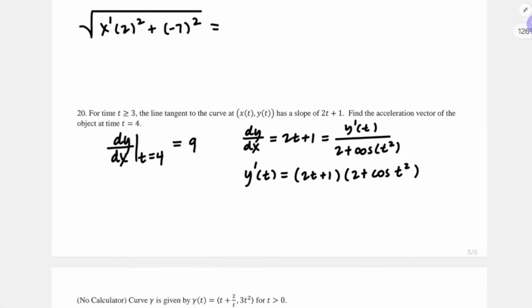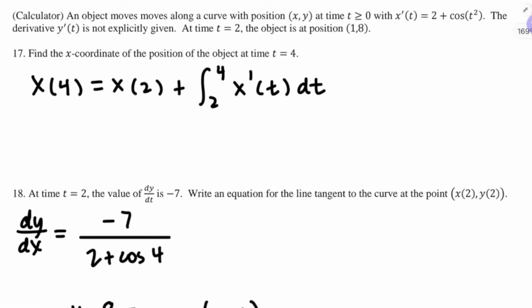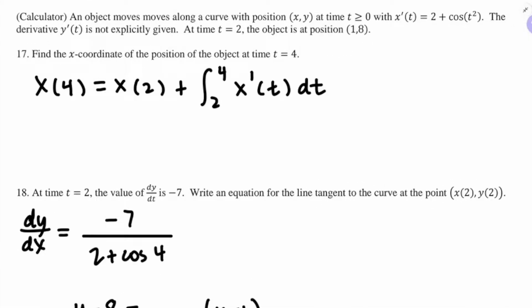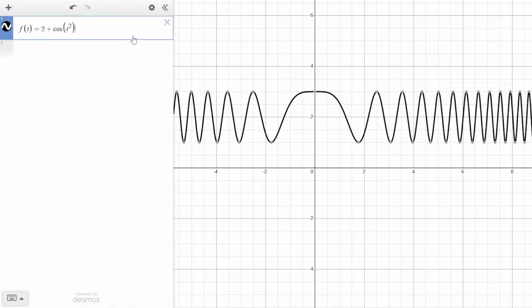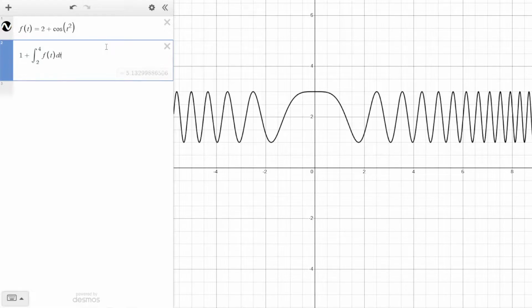Okay, and so now I've written down y prime of t, so I can really say my acceleration vector is going to be x double prime of 4 and y double prime of 4. And then I'll report those values. Okay, so I'm going to go to the calculator. First I need x of 4. So x of 2, which was 1, plus the integral from 2 to 4 of f of t dt. That's 5.133.